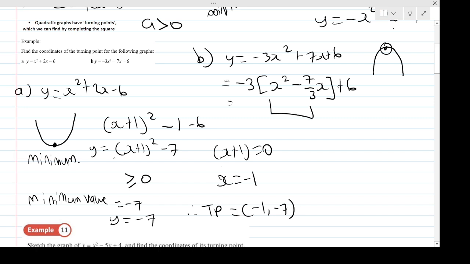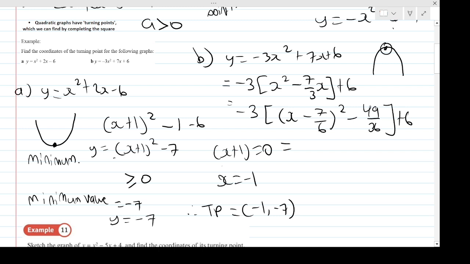But then I can complete the square right inside this bracket. So it's going to be -3 lots of x, and then half of 7 over 3 is going to be -7 over 6, and that'd be all squared. Then I'm going to do minus the square of that number, -7 over 6. Hopefully you recognise -7 over 6 all squared is going to be 49 over 36. Plus 6. Again, you put that in your calculator. You don't get too bogged down in the arithmetic.